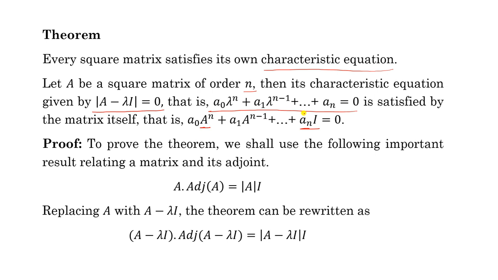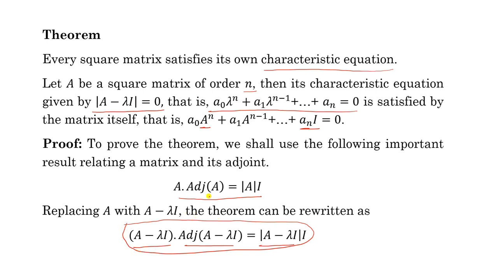Now, how to prove the theorem? To prove the theorem, we will use one important theorem of matrices relating a matrix and its adjoint. The result is A into adjoint A equals determinant of A into I. This is a result from matrix algebra. Now we will utilize this result for A minus lambda I. In place of A, if we write A minus lambda I, the result becomes A minus lambda I into adjoint of A minus lambda I equals determinant of A minus lambda I. You have to remember this fact because the proof of this theorem is based on this result.